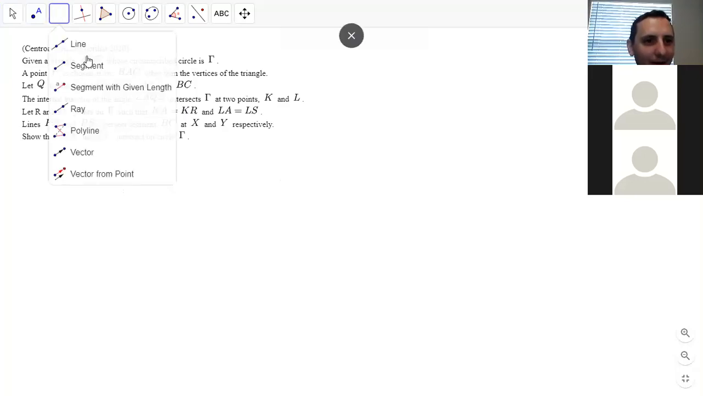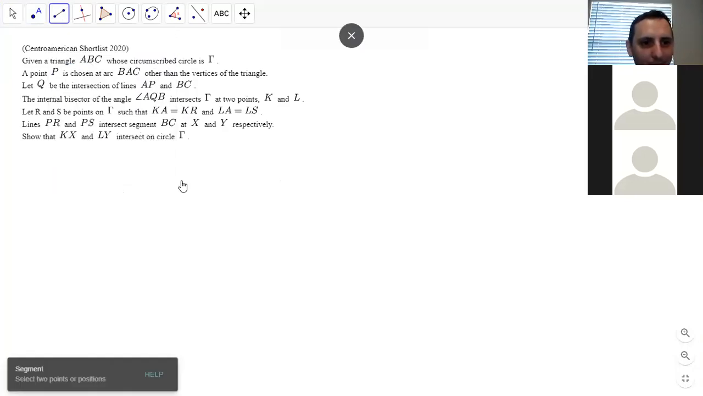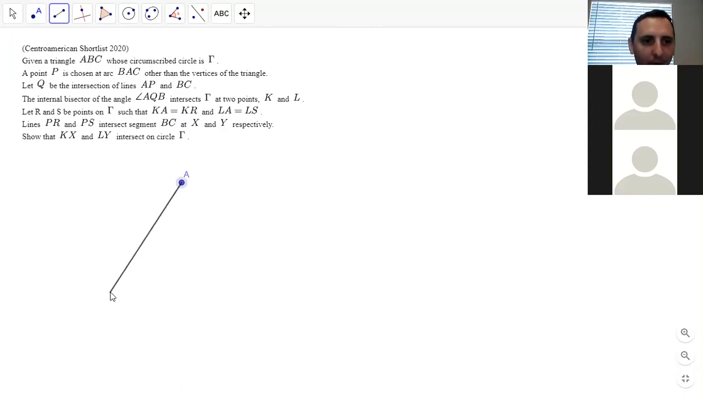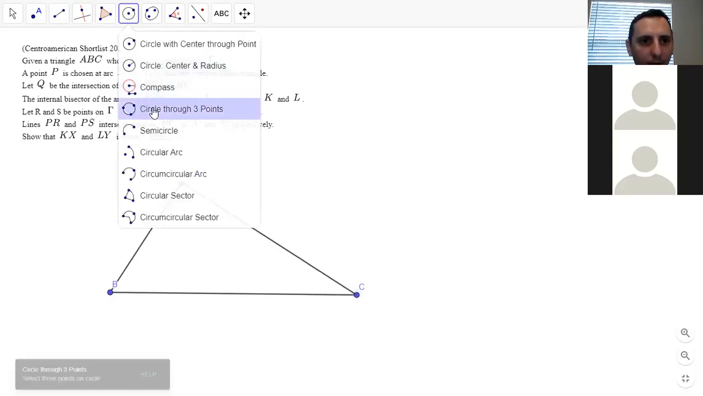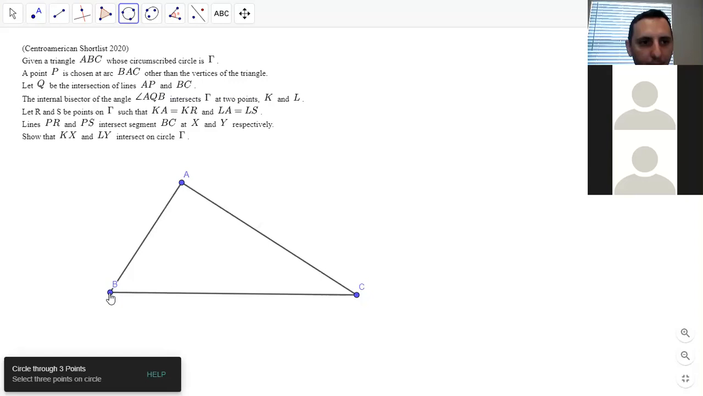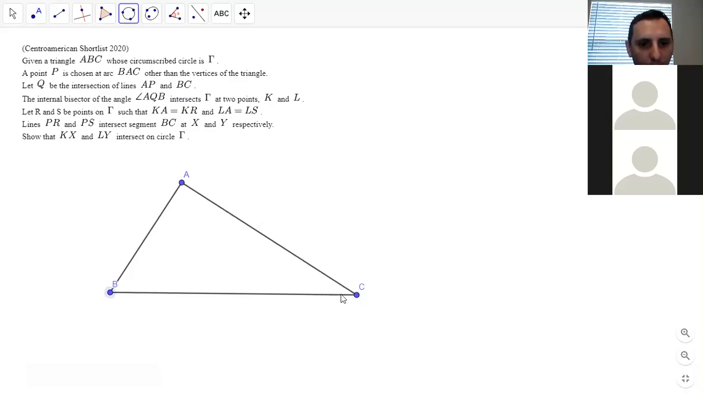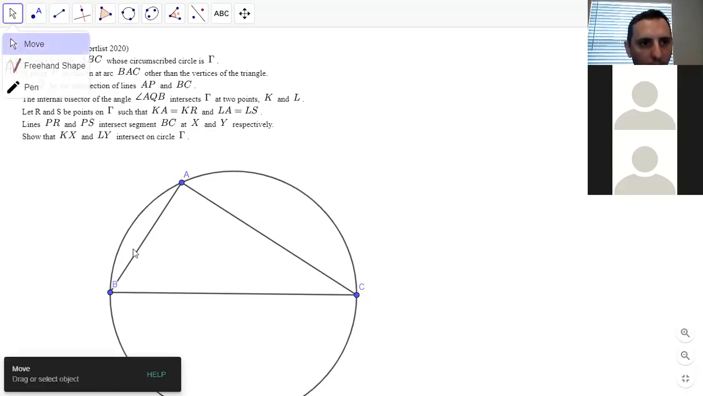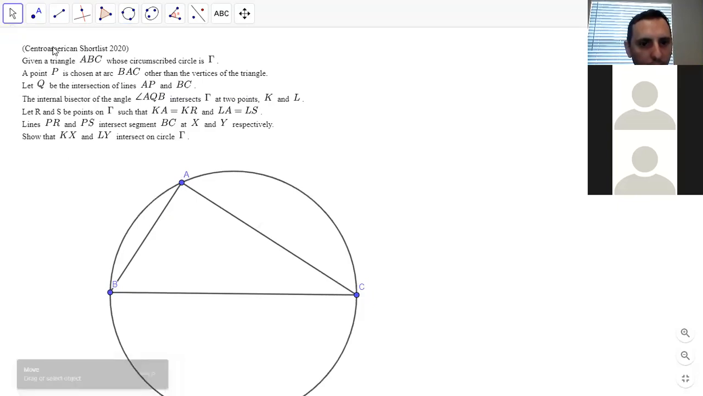So here is the next problem. I don't know for sure, but I would assume that just because it's a lot like the other competitions. So we have a triangle ABC, and the circumcircle is gamma. And then we choose any point P on arc BAC. And we let Q be the intersection of AP and BC.